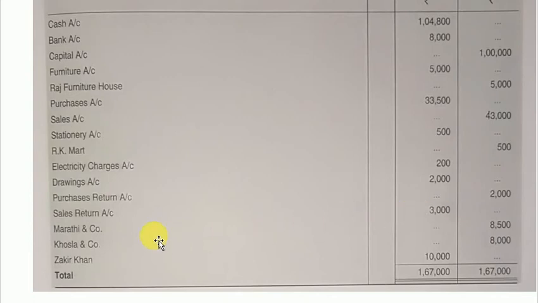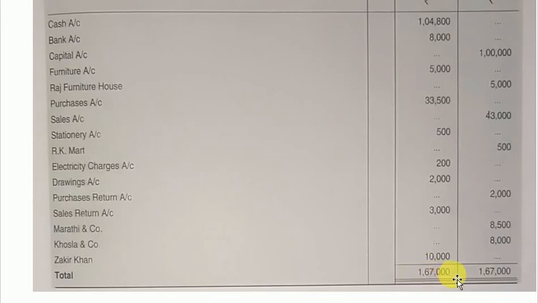Then here is Marathi and Company, which is appearing in the credit column. That means the ledger has a credit balance. So Marathi and Company is a creditor of the business. Next is Khosla and Company, again a creditor of the business, so in the credit column. And lastly, Zakir Khan is a debtor of the business, so appearing in the debit column, 10,000. So all these postings of the amounts, right from 1,04,800 to the last amount 10,000, have been taken from the ledger balances. Now finally the total is done.